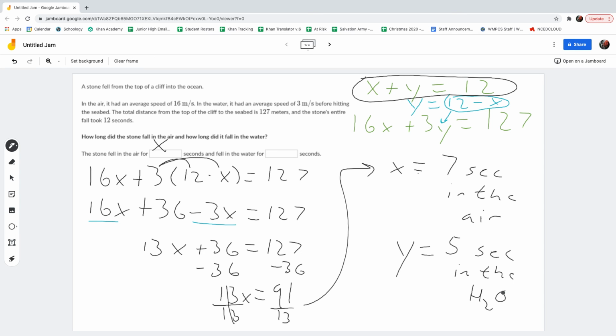All right. So this one required a lot of brain power because, one, you had to kind of think back a little bit of science from last year about how your distance formula calculated, and then how to combine everything. So ultimately, it was in the air for 7 seconds, and it was in the water for 5 seconds before it actually hit bottom.